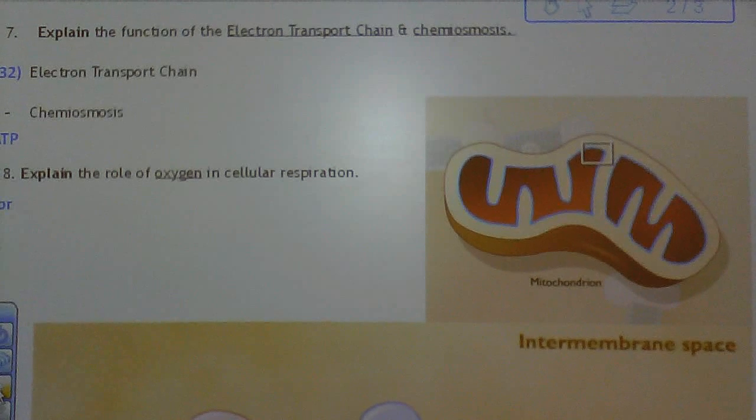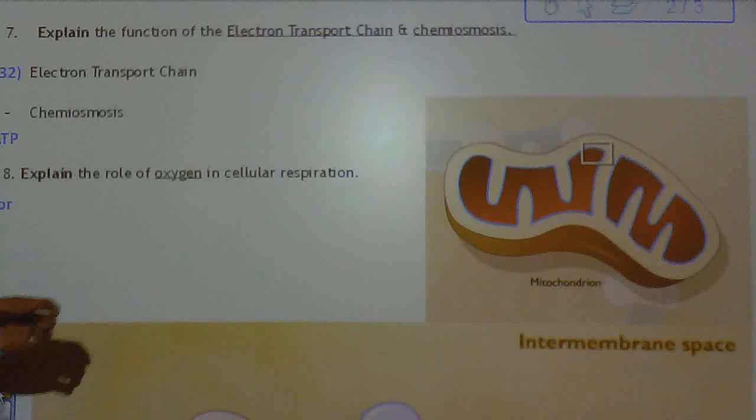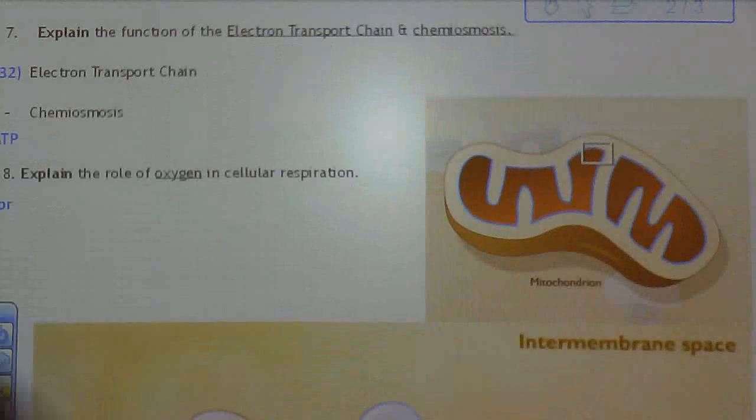All right, to continue where we left off talking about the Krebs cycle, we're going to use things from the Krebs cycle like NADH and FADH2. Those electron carriers are going to be used in the electron transport chain.